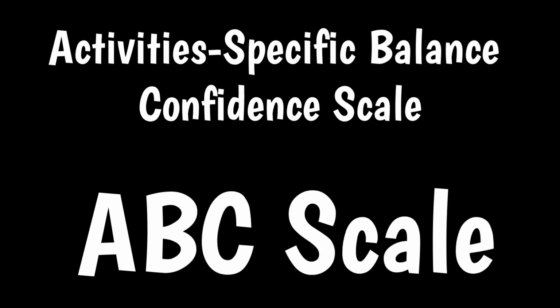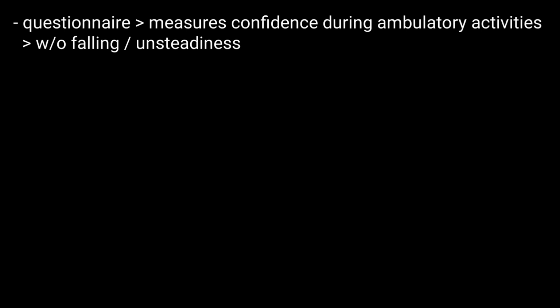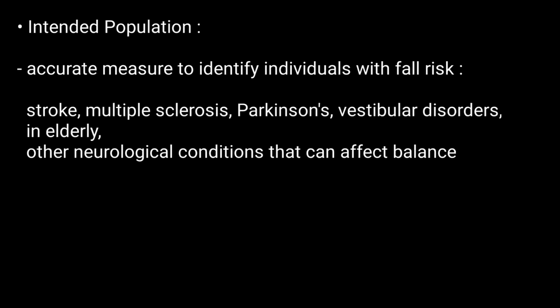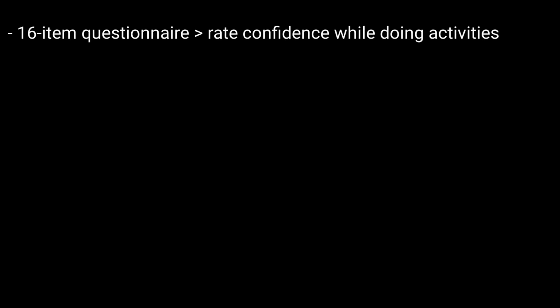Activities-specific Balance Confidence Scale. The ABC scale is a structured questionnaire that measures an individual's confidence during ambulatory activities without falling or experiencing a sense of unsteadiness. Intended population. The ABC scale is an accurate measure to identify individuals with a fall risk in the following populations. Now, the method of use.